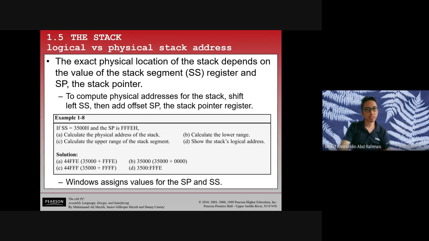The exact physical location of the stack depends on the value of the stack segment register and the stack pointer. For example, to compute the physical address for the stack, shift left the stack segment and then add the offset, the stack pointer register. For example, we have SS, the stack segment, equal to 3500, and the SP is FFFE. Then we need to calculate the physical address of the stack. So you still remember what we have learned last week?